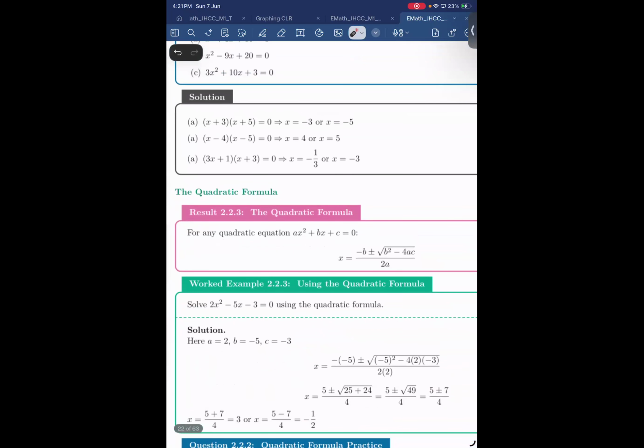Of course, you can always use the quadratic formula even if you have a nice answer, but it's a waste of working. For example, this question you can solve using the cross method, but if you use the quadratic formula, it still works. It's just a bit more troublesome. You should memorize this formula also. It's not given in the formula sheet.